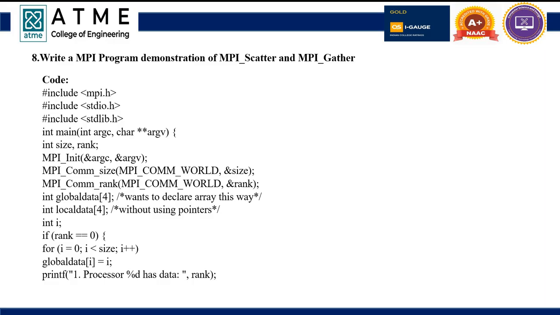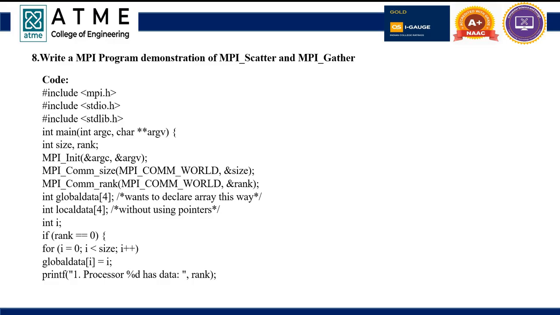Now you have to declare the global data array with the communicator size. Here, if you want to declare the array this way, we can declare it as global, or else, without using pointers, we can even declare it as local. The global one is declared with no pointers, and for the local one, also without pointers, each process has its own local array here.